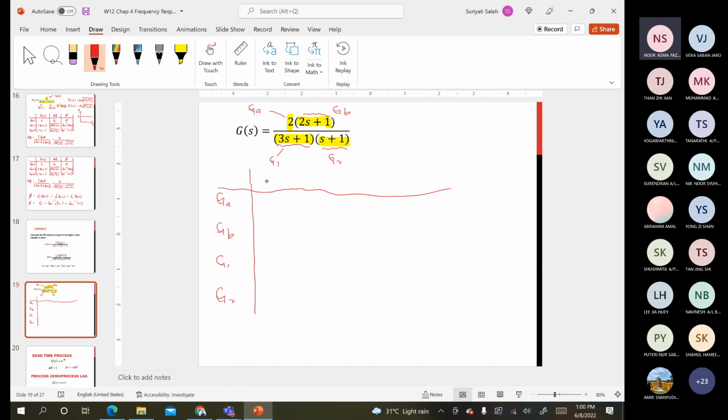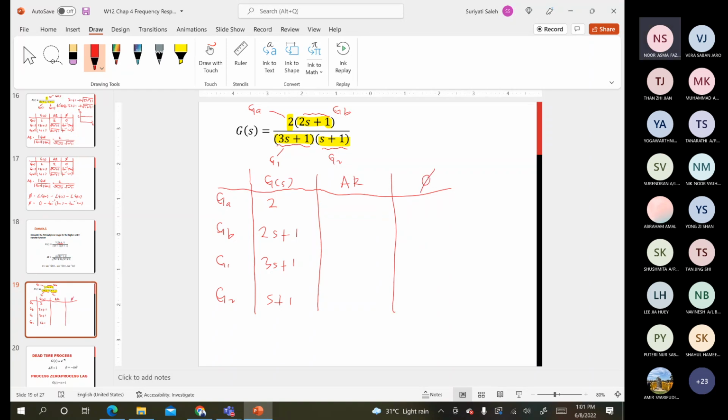So based on this, I have the GS here. GA is equivalent to 2, this one 2s plus 1, this one 3s plus 1, and lastly s plus 1. So I have 4 terms, 2 on the top and another 2 in the bottom. So now I want to convert it into AR and the angle.